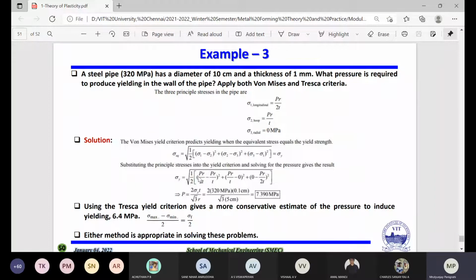Okay, because everything is there. Now, R is there, sigma y is there, T is there. So only you have to find out P. Right? Yes, sir. So you will get 7.39. Maybe you can find maybe other value.